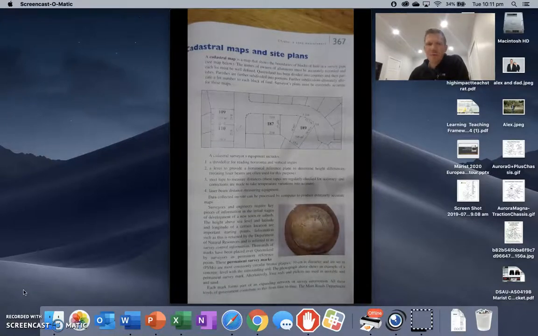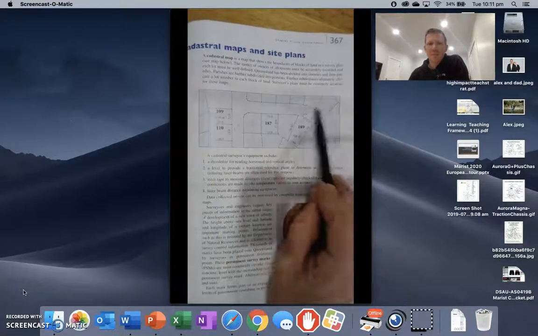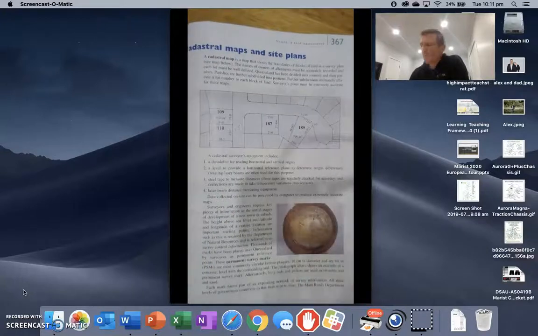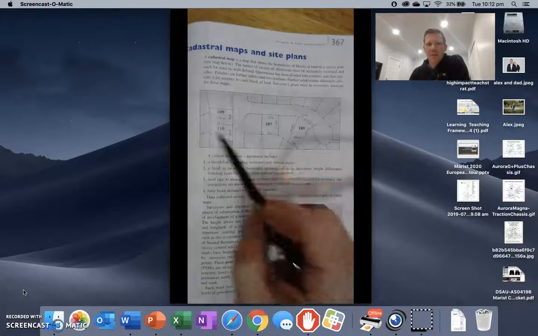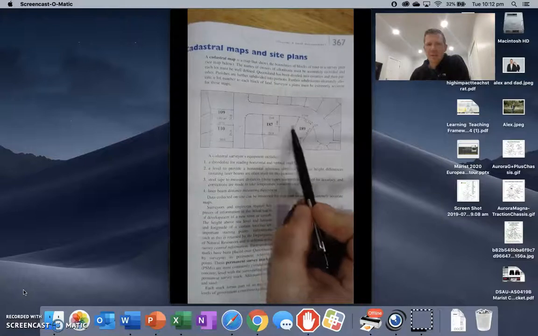This quick video is looking at cadastral maps and site plans. A cadastral map is basically this thing here. Now you may have seen this in a number of different things. If you've ever gone with mum and dad looking at properties or had site works at your house, basically it lays out a particular area or a suburb into particular housing lots.